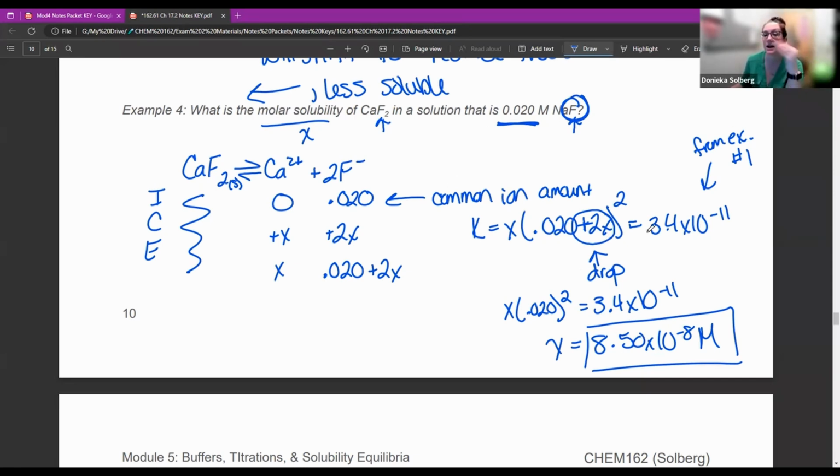Now, I said this makes it less soluble, right? Anytime you have a common ion. So let's check that. I'm going to compare this to my example number 1. In example number 1, we got that X was 2 times 10 to the negative 4th. That was how soluble it was. And in this example, we have 8.5 times 10 to the negative 8th. It's much more soluble in example number 1 than it is here. This is really not very soluble, and the reason being, I already have a bunch of F minus in here, so not very much more can dissolve. Okay, so it affected the solubility.